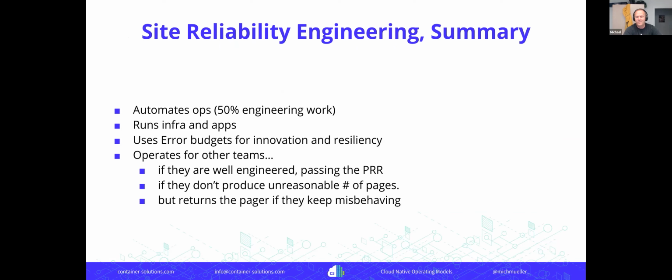Small summary, but we are not done. SREs automate operational tasks. Everything associated with ops should be automated so that it does not account for more than 50% of the work. SREs run infra and apps, applications, use error budgets for innovation and resiliency, and operate for other teams if they are well engineered and passing a PRR.